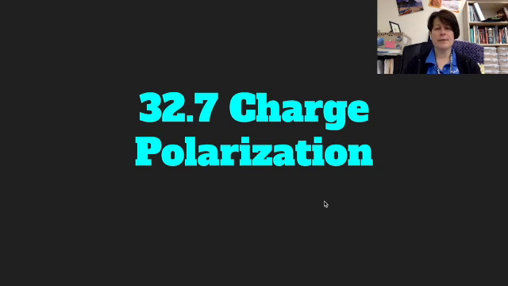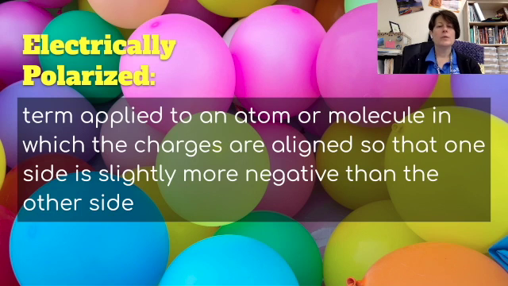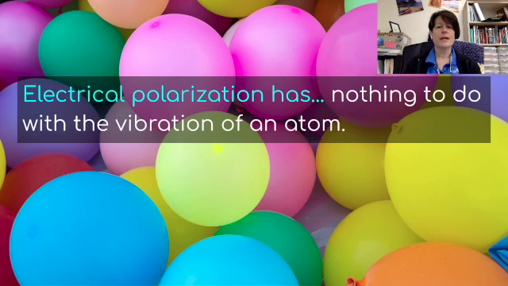And our final topic for this chapter is charge polarization. When something is electrically polarized, this is a term applied to an atom or molecule in which the charges are aligned so that one side is slightly more negative than the other side. Electrical polarization has nothing to do with the vibration of an atom. It has everything to do with the location of the charges and how they're distributed.